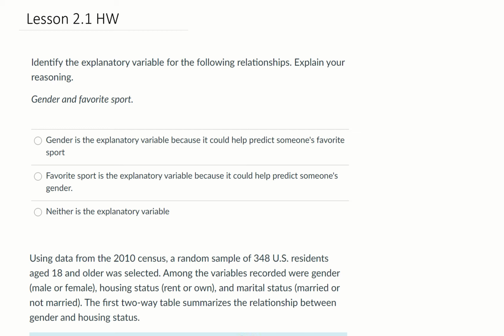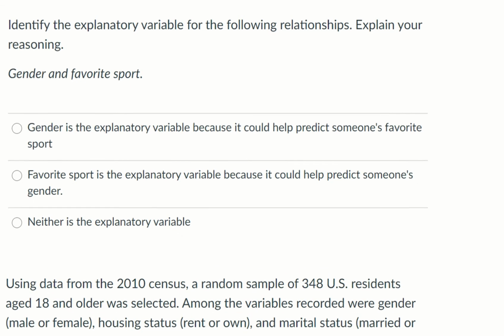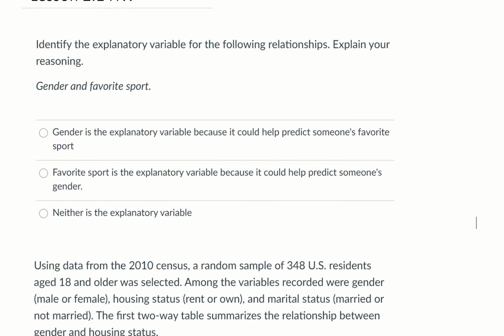So it says identify the explanatory variable for the following scenario. So we have gender and favorite sport. So remember, the explanatory variable is the one that explains the change in the response variable. So which one can account for the other variable, basically. So in this case, gender or favorite sport. You could say that gender could help explain the favorite sport because maybe depending on their gender, that will help explain the sport that they prefer.